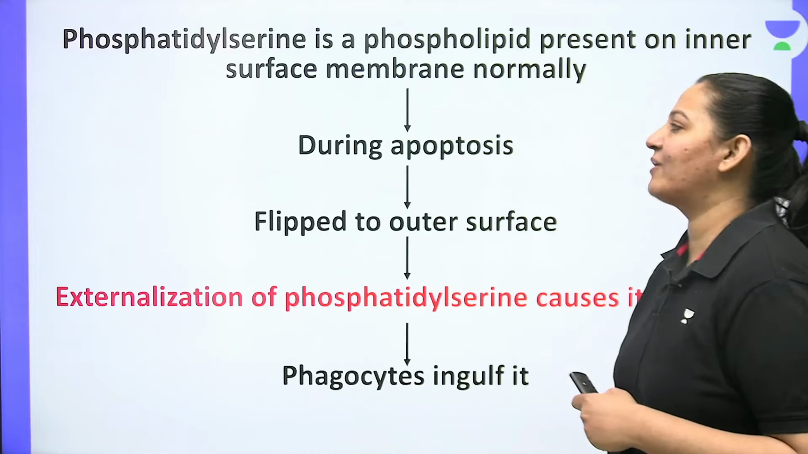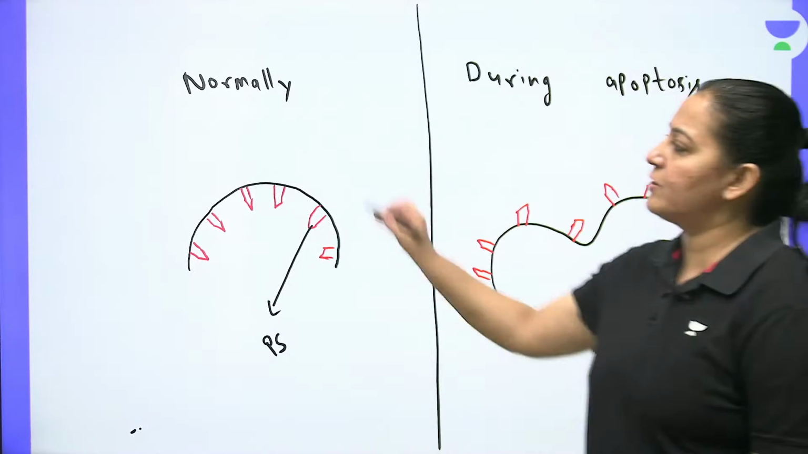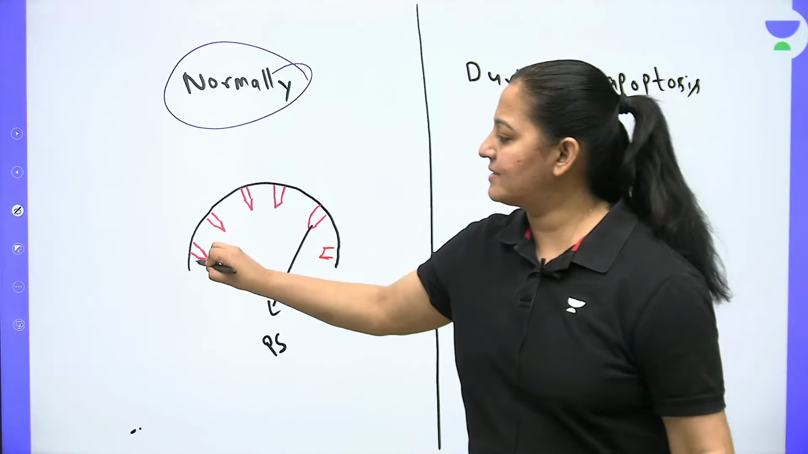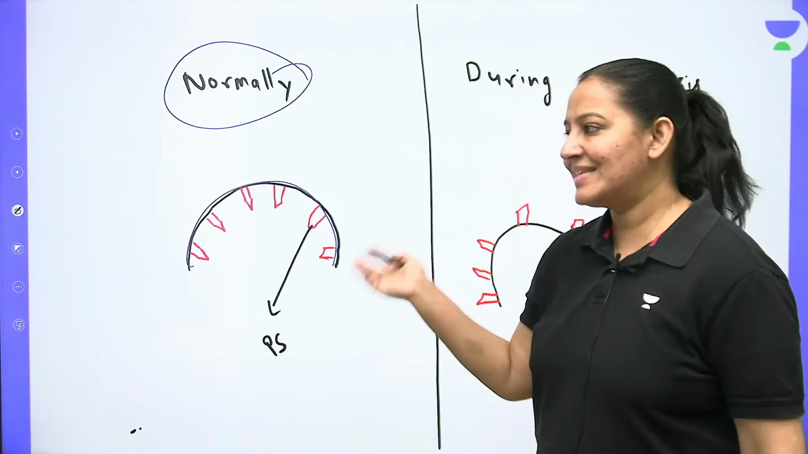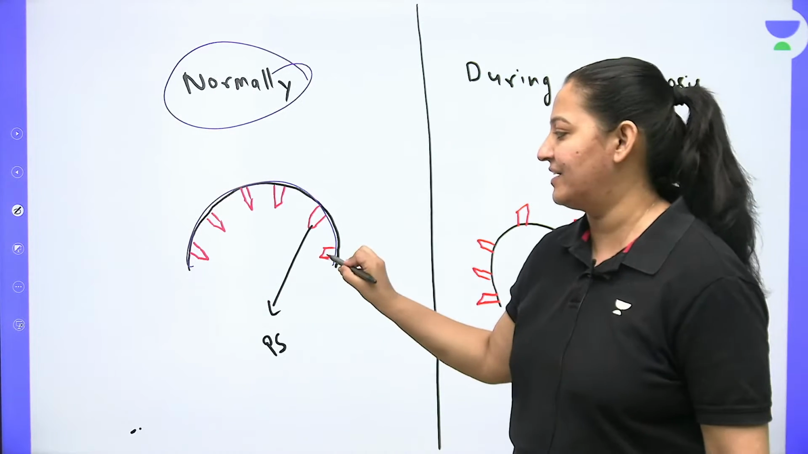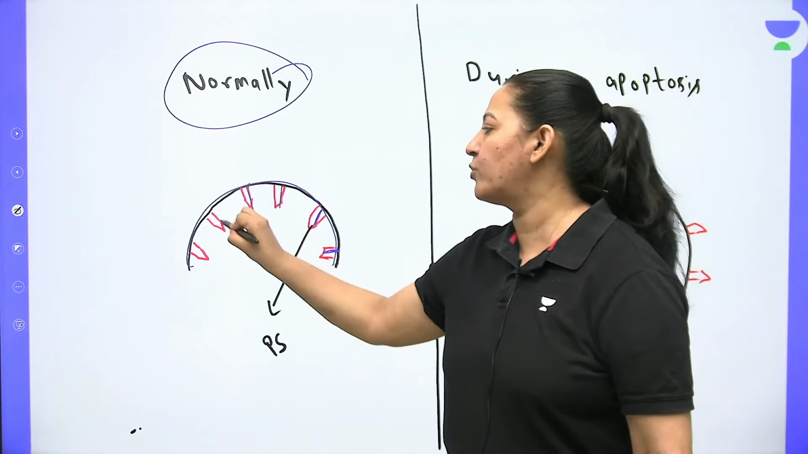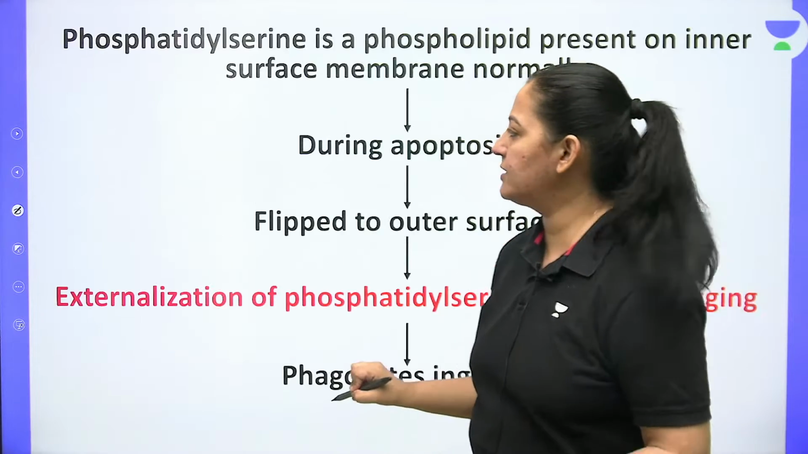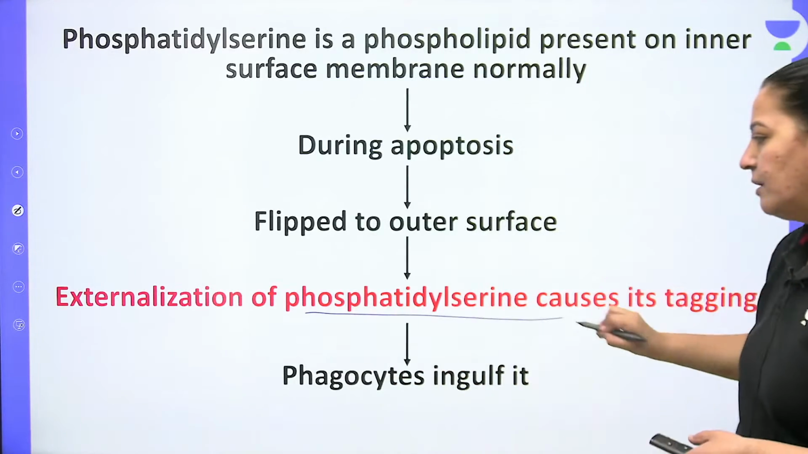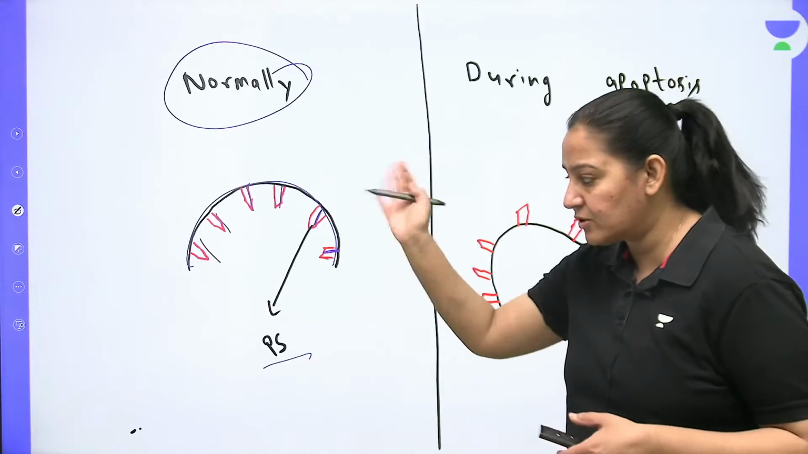Okay. To understand phagocytosis, understand this diagram. This is a normal cell. This is the cell membrane of the normal cell. On the cell membrane of the normal cell, on the inner side, there is a protein. The name of the protein is phosphatidylserine, PS. It is present on the inner side.